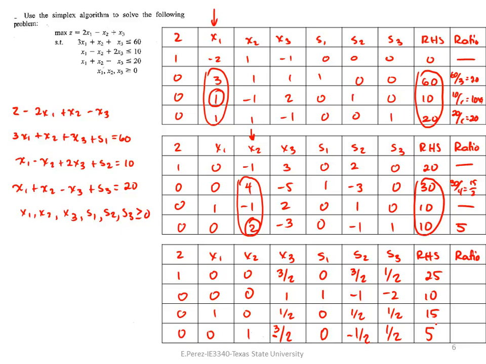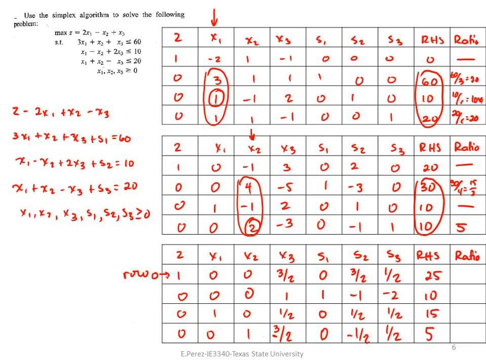Is this the optimal solution? This is a negative. Is this optimal? Yes. There's no other negative coefficient in this row 0. Okay, so you always check row 0 to see if you have any other negative coefficient to enter the basic solution. In this case, there's no other negative coefficient on that row 0, so this is optimal.